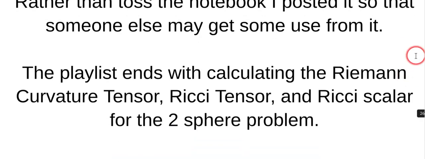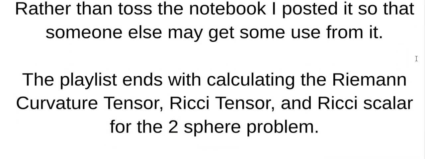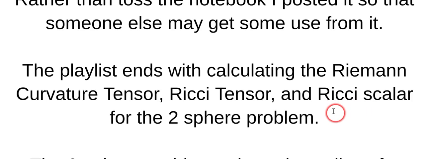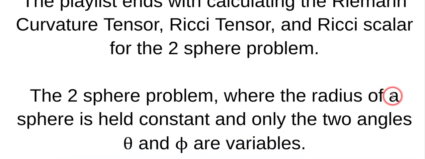So the playlist ends with calculating the Riemann curvature tensor, the Ricci tensor, and the Ricci scalar for what's called the two-sphere problem. Now, these tensors are used in general relativity to solve Einstein's field equations. But this problem specifically is very good for students to learn how to use all of the tensor indexes and such, because it greatly simplifies the problem by saying that the radius of a sphere is held constant. And so you only have two variables.